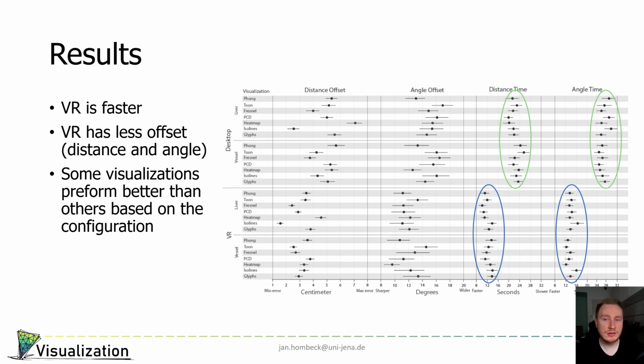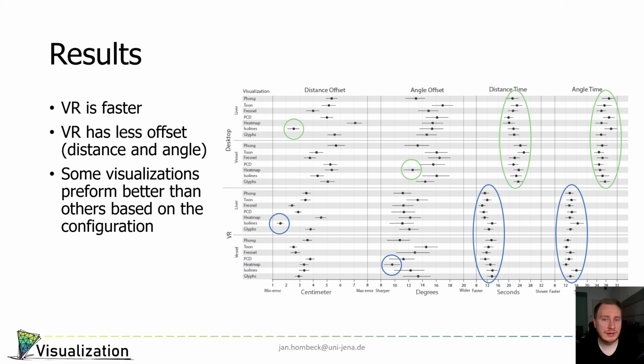For the visualizations, we could observe that the configuration of mesh and task has a dominant impact on the visualization's performance. For example, the Isolines show a huge performance increase compared to all other visualizations, but only for distance estimation on the more uniform liver model. Another example are the heat maps, which perform very well for shape estimation on the more complex vessel model. However, for the distance estimation task on the liver mesh, they perform worse than all other visualizations.